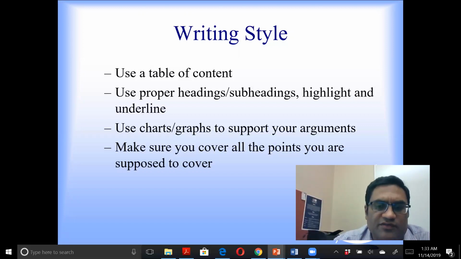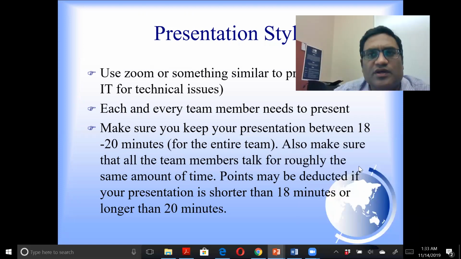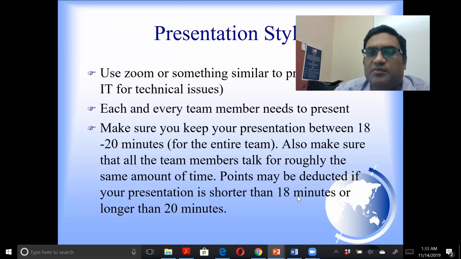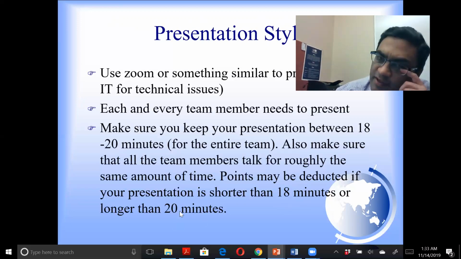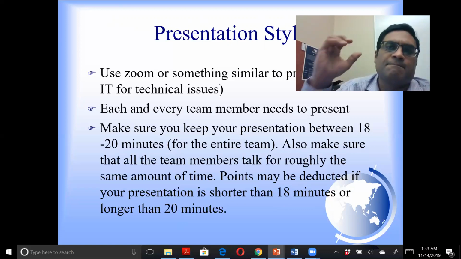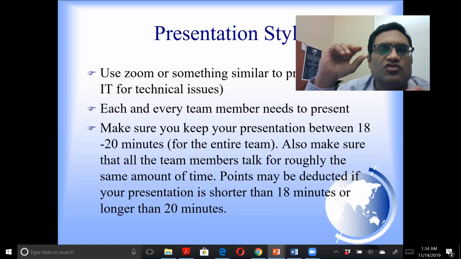Also make sure you cover everything that is asked of you. And presentation style, as I mentioned, use Zoom. Talk to ID if you have technical issues. Everyone needs to present. And if your presentation is less than 18 minutes, points may be deducted. If it's more than 20 minutes, points may be deducted too. And from my past experience, what happens is one person in the team talks on and on for 10-15 minutes and the rest talk for 2-3 minutes. No, we want everyone to present for roughly the same amount of time.